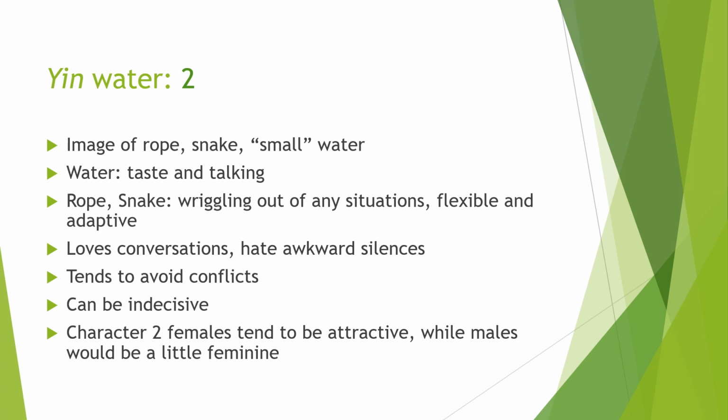In short, everyone loves the small water because of how attractive they are. So character 2 people tend to be very attractive, especially if they're females. They can be indecisive at times, hate awkward silences, tend to avoid conflicts, but can always get themselves out of these sticky situations by their flexible and adaptive communication style.